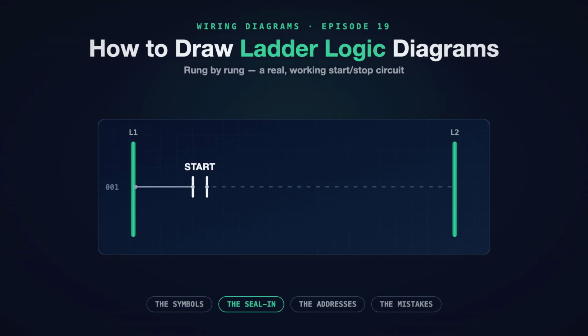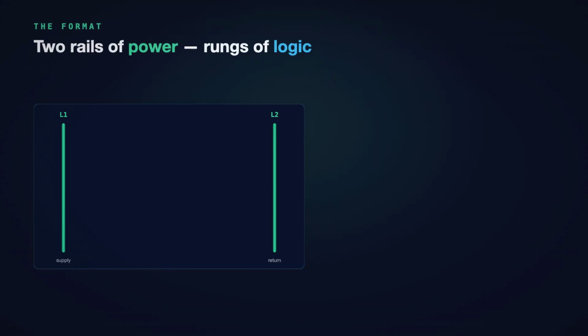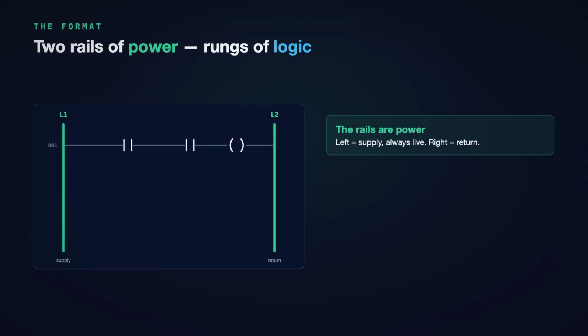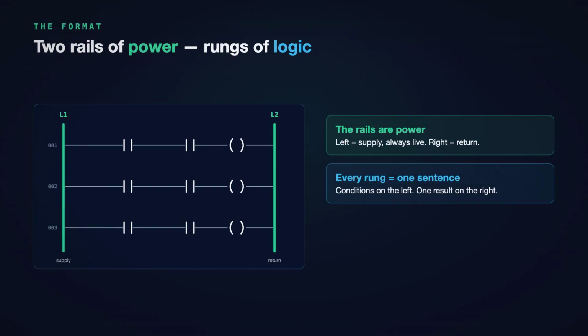Let's start with what a ladder diagram actually is. Picture a ladder. Two vertical rails connected by rungs. In a ladder diagram, those rails are power. The left rail is the supply. Think of it as always live. The right rail is the return. Every rung between them is one sentence of logic. Conditions on the left, one result on the right. Power flows through a rung from left to right, but only when every condition on that rung is true.